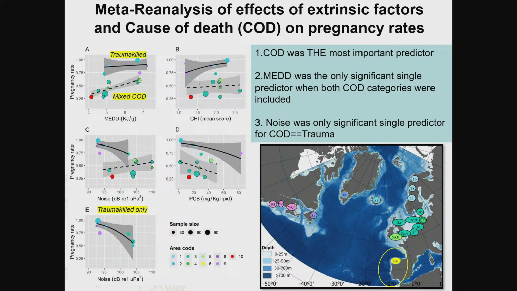And of these factors, the mean energetic density of the diet was the most important factor in both our study and the previous study. But if we pull out the trauma killed only in the lower panel, the only significant single predictor is actually noise. So, methods makes a difference.